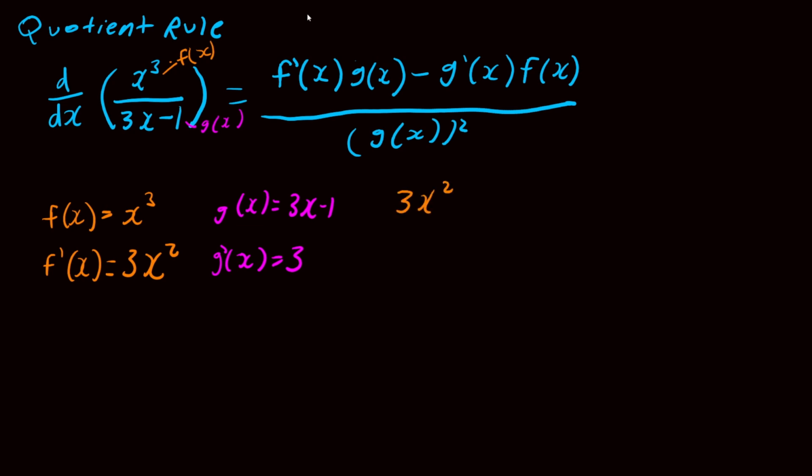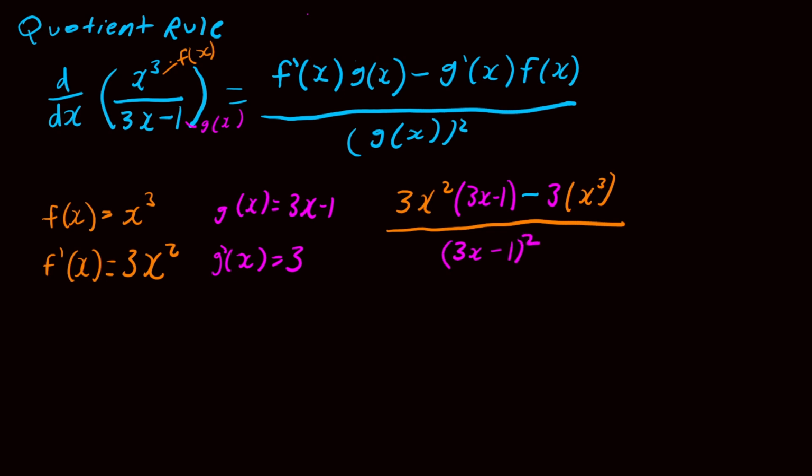And then g of x is 3x minus 1, minus g prime of x, which is 3, and then f of x is x cubed. And then this is actually a common mistake. Remember, it's g of x squared, not g prime of x squared. It's g of x squared. And g of x is 3x minus 1. So 3x minus 1 squared. Okay?